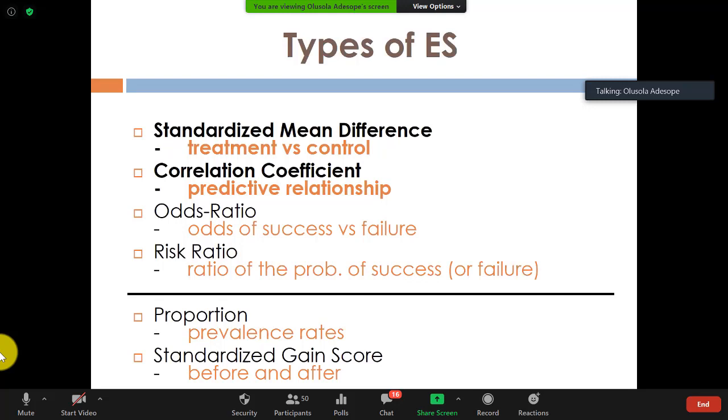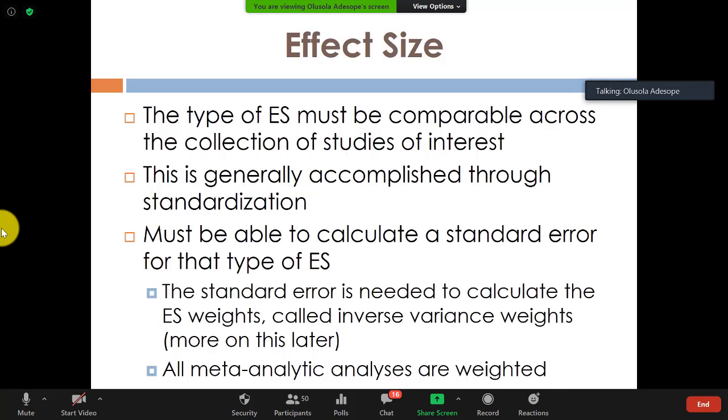But today, you have tons of different programs where all you need to do is put in your experimental group mean and control group mean, and the computer will give you the effect size. You have different types of effect size measures like the standardized mean difference, correlation coefficient, predictive relationship, odds ratio, risk ratio, proportion, standardized gain scores. But here is one thing. You need to choose an index of effect size and apply that throughout the study. So you cannot report a correlational effect size for one study and a mean difference effect size for another study. You have to look at which effect size is more dominant or prevalent.